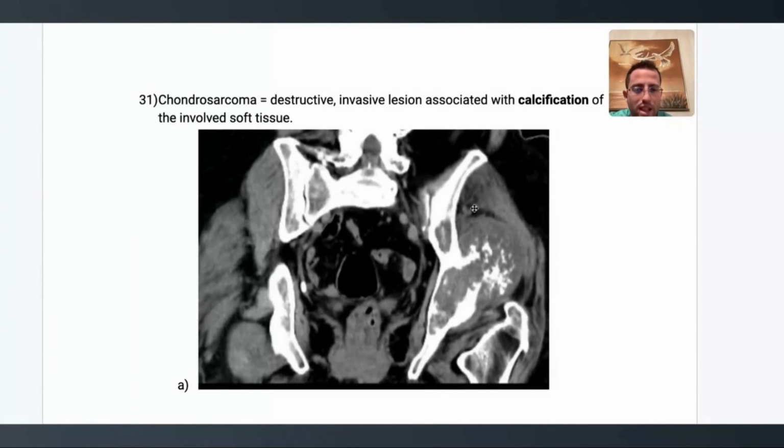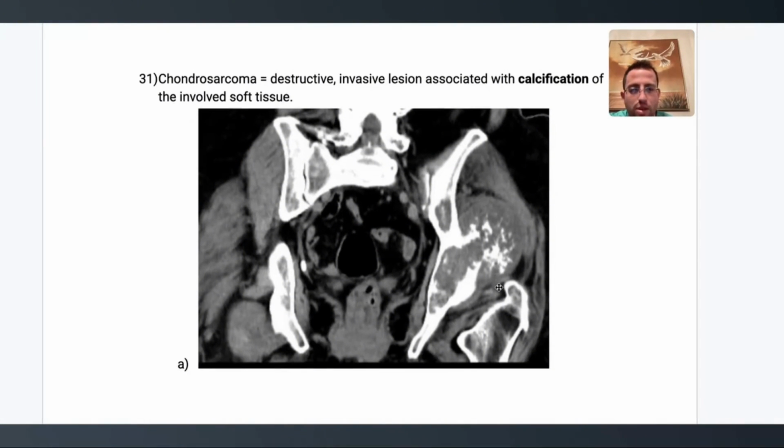31. If you see this lesion in the patient's pelvis here, you're thinking chondrosarcoma. And so see how all the surrounding tissue here is calcified. It's a destructive invasive lesion with calcification of the surrounding tissues.